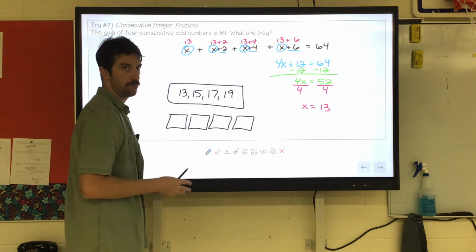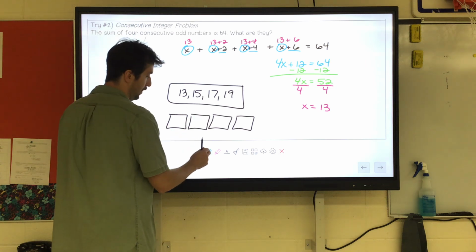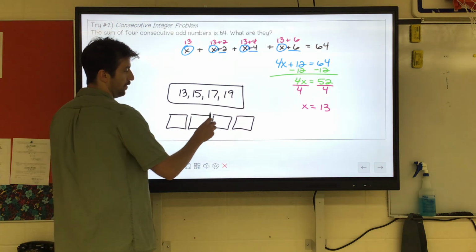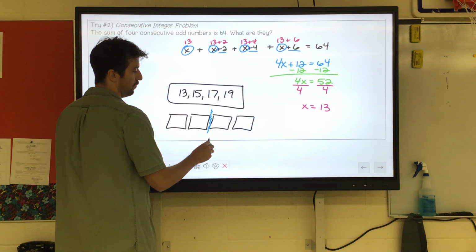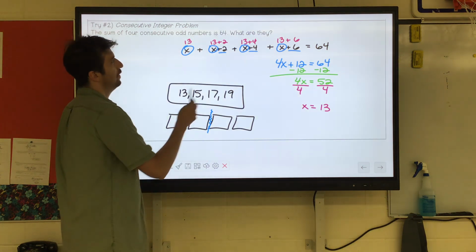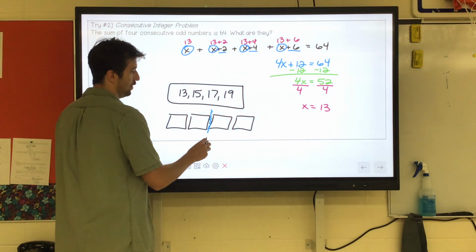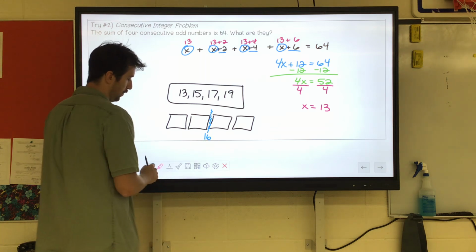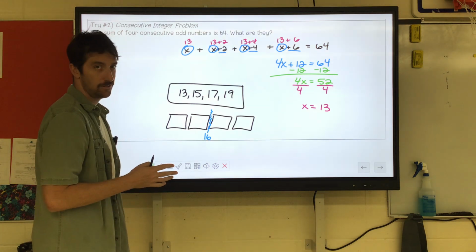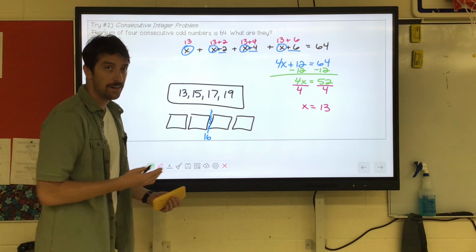And when we were looking for 3, it gave us the middle value. There's no middle when you have 4. So when we divide it by 4, it'll give us this number right here. Now, 64 divided by 4 is 16. We're looking for odd integers. So 16 is not odd, and it's right in the middle.